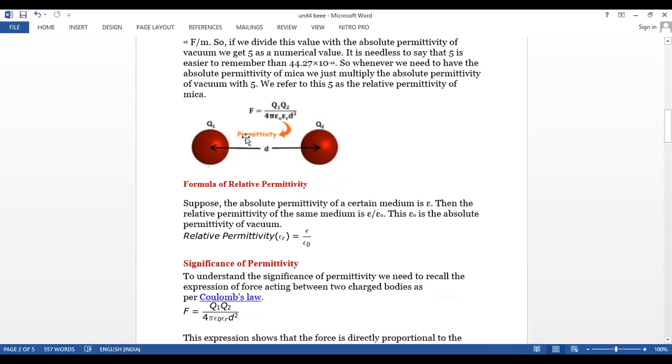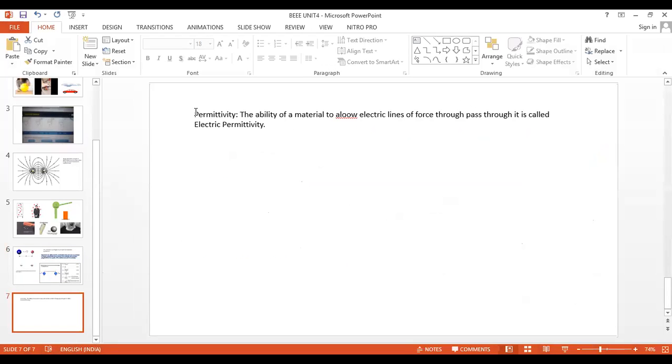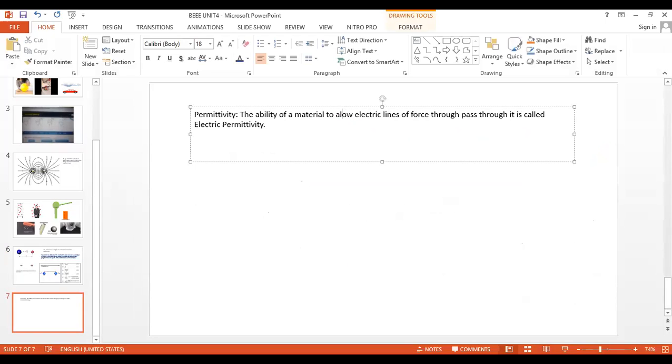Permittivity. Okay, spell it, anyone? Permittivity. Sir, what is permittivity? Now listen, I have written the explanation already. You can take a screenshot. The definition is very simple: permittivity in general terms. Now you can take the screenshot. I want any one student to read it out slowly.